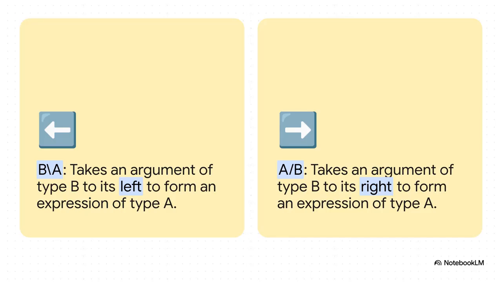And this slash notation is the key. It tells a word which direction to look. Think of the slash like an arrow. With a backward slash, B\A, the word is basically shouting, hey, I need something of type B over here to my left. And once it finds it, boom, they combine and become a new thing of type A. A forward slash, A/B, just means it's looking for that B on its right. This simple little directional cue, it's the key to the entire system.